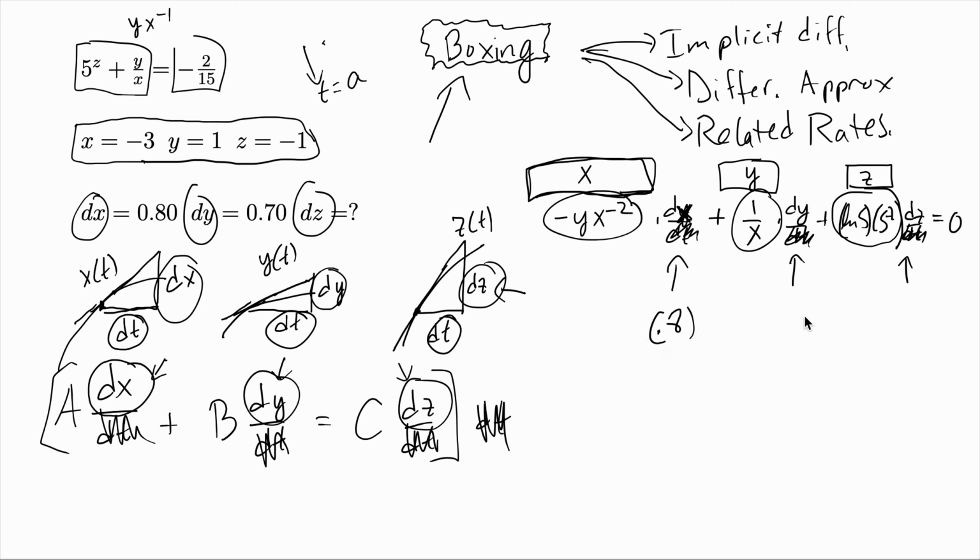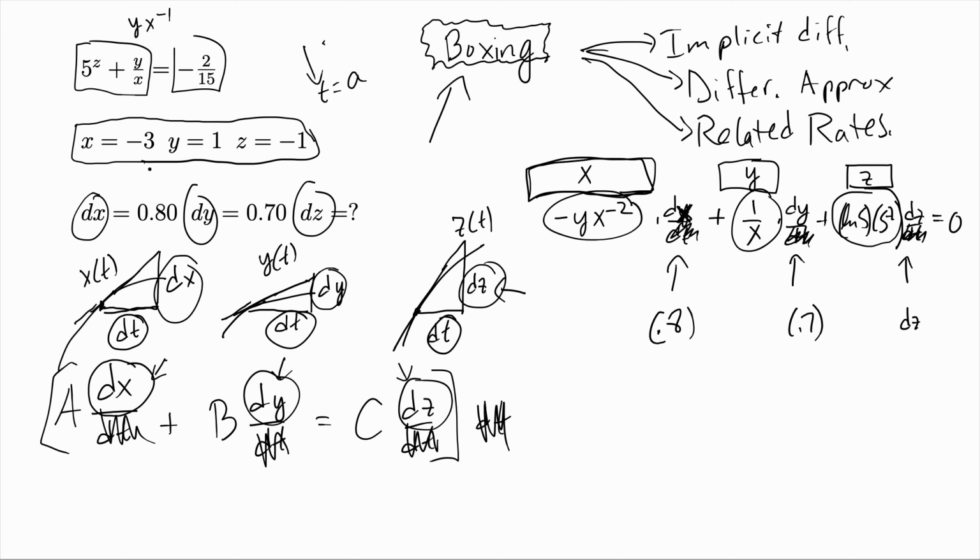For dy it's 0.7. And I didn't give units here. And then dz, well, whatever units they are, we'll figure it out. And dz is what we're solving for. This constant right here, I guess we can plug these numbers in.